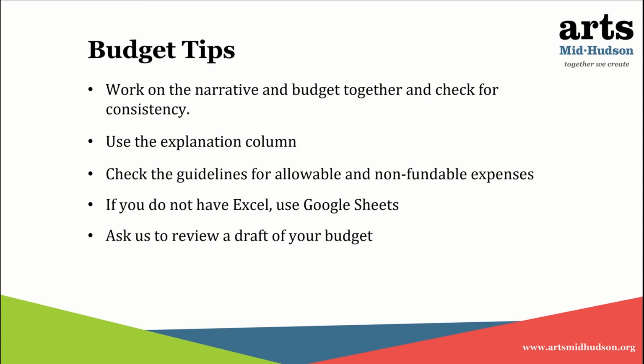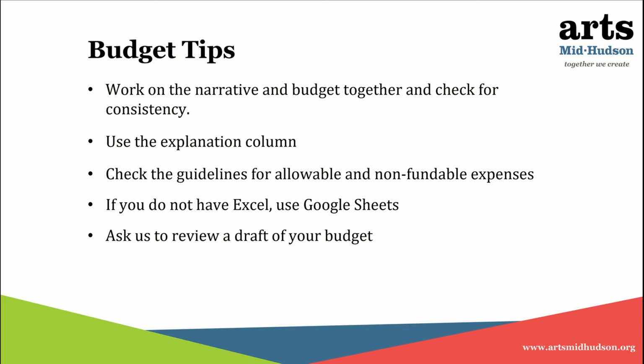When you do the budget first, you kind of have a map for the rest of the project. You've mapped out what are your existing resources, what are your expenses going to be, and what are you going to ask us to fund. And then that's the focus of your writing within the grant proposal. Use the explanation column as I noted a couple times, and I showed you how to fill all of that in. Check the guidelines for allowable and non-fundable expenses. Allowable expenses are those that we most want to fund, and non-fundable expenses are things that we definitely cannot fund.